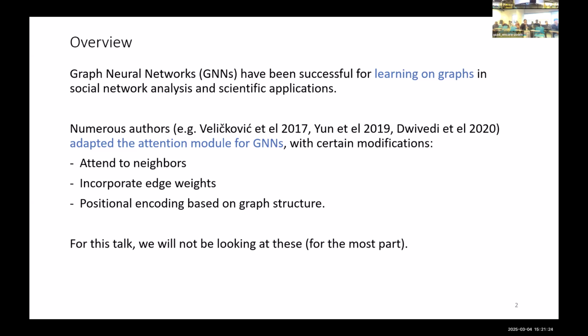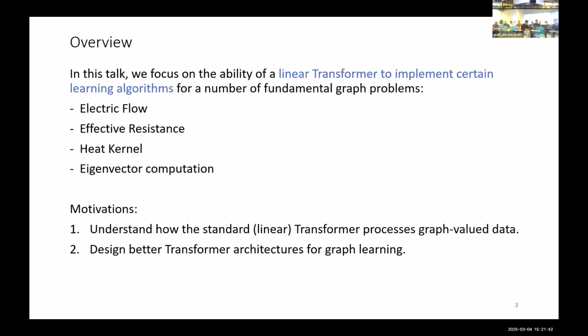For example, you only attend to the neighbors of each node in your graph. Some of them have incorporated edge information, and generally they use some kind of additional encoding based on graph structure. But for the purpose of this talk, for the most part, we will not be looking at these modified graph transformers. Instead, we'll focus on the ability of the standard linear transformer, which is, I guess, simpler than the standard transformer, to implement certain graph learning algorithms.